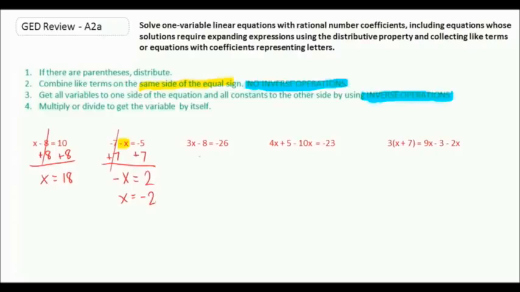Our next example is a two-step equation. Now we have variables on this side, which means we should get all our constants to this side. To get rid of minus 8, we're going to add 8. So we get 3x. Negative 26 plus 8 is a negative 18. This right here is multiplication, so the inverse would be to divide. And by dividing, we get 1x, which is just x, and x equals negative 6.